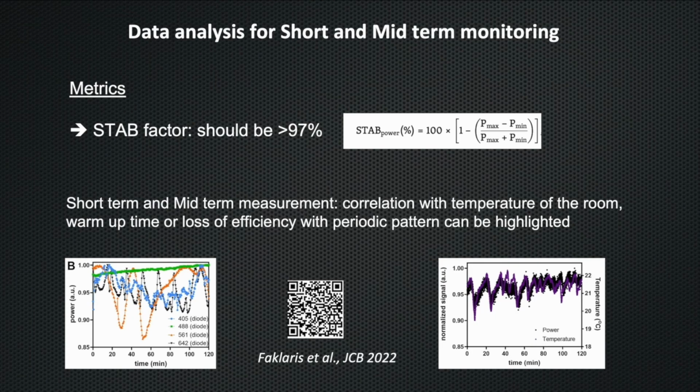When the stab metric is out of the limit values, several interpretations are possible. In short-term measurements, for example, a gradual rise may indicate that the laser's warm-up time has not yet been reached. A gradual decrease or particular pattern cyclicity may indicate a loss of laser efficiency. On a mid-term measurement, variations can be correlated to thermal variations of the room, as shown with the purple curve.